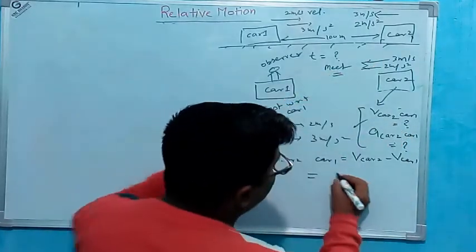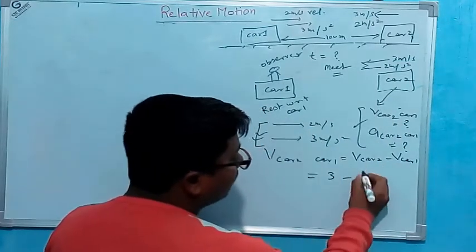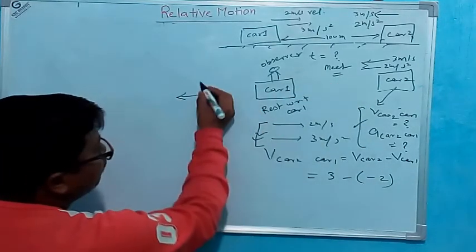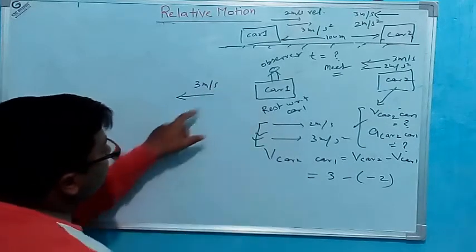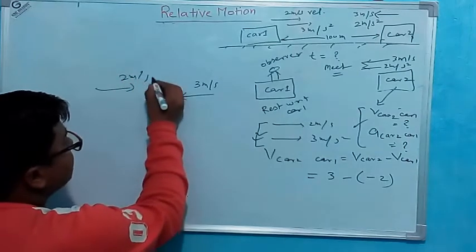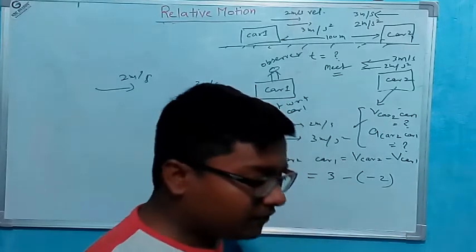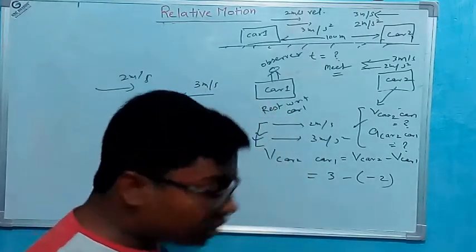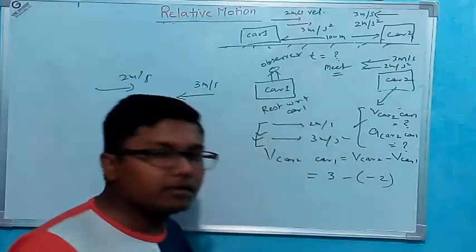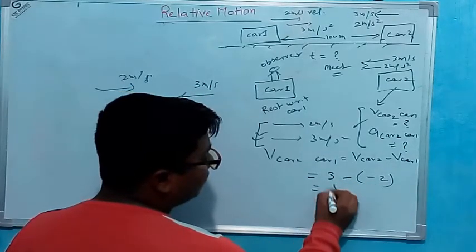This one is 3, and car 1's velocity is 2, but minus 2. Why? The speed of car 2 is 3 meter per second in this direction and car 1 is 2 meter per second in this direction. So the direction is changed in relative velocity, because relative velocity is a vector quantity, so we have to take direction. 3 minus minus 2 is 5.